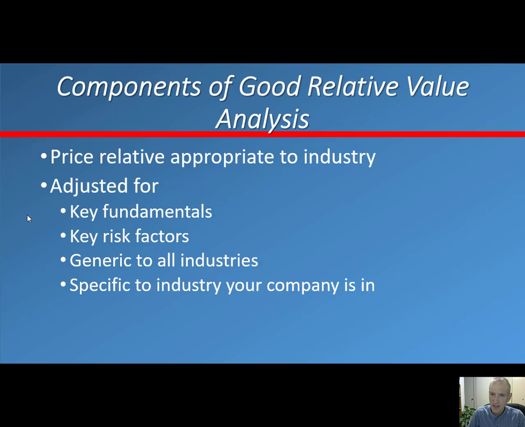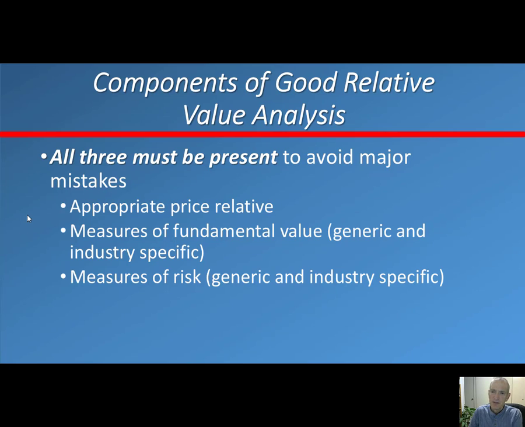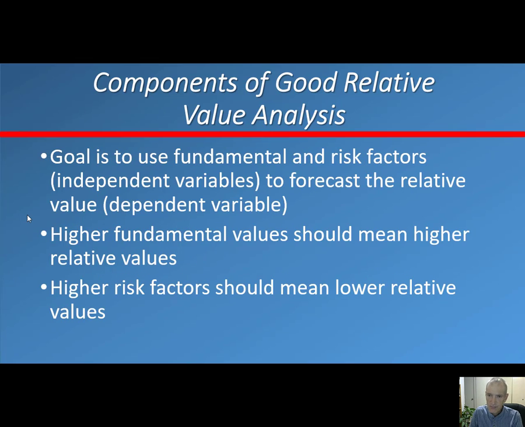Your analysis needs three things: the right price relative, the right fundamentals, the right risk factors. You need all three of those, and I'll talk about how we'll use them actually when we're doing regression analysis. So all three must be available. So our goal is to use fundamental and risk factors as our independent variables to forecast what we think the relative value will be. That's our dependent variable.